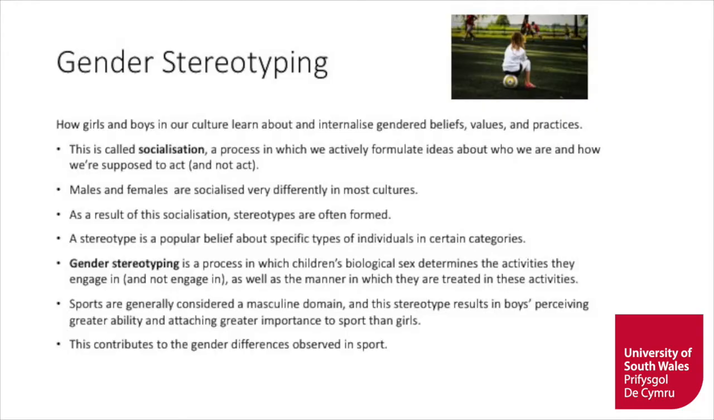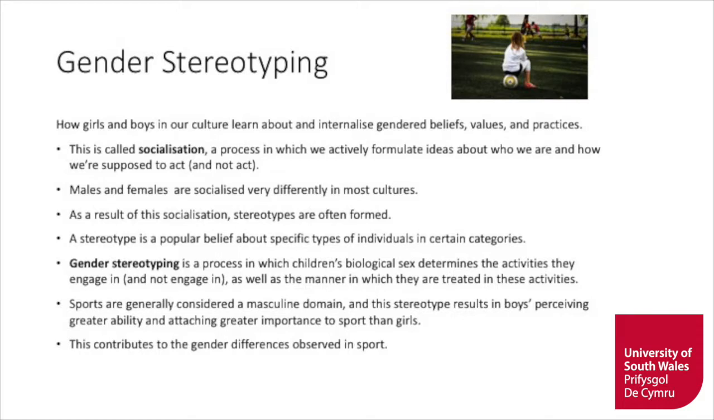So based on this key information around the differences between gender, as a result of this, you have the terminology which is called gender stereotyping. So how girls and boys in our culture learn about and internalise generalised beliefs and values and practices. This is also called socialisation, a process in which we actively formulate ideas about who we are and how we are supposed to act or not act. Males and females are socialised in very different ways in most cultures. As a result of socialisation, stereotypes are often formed.